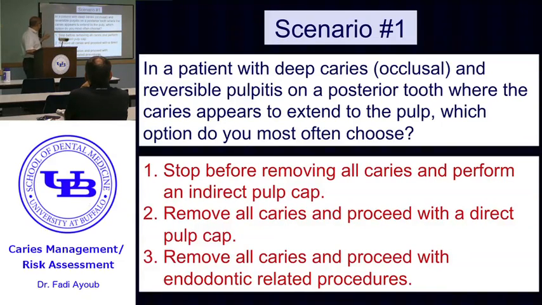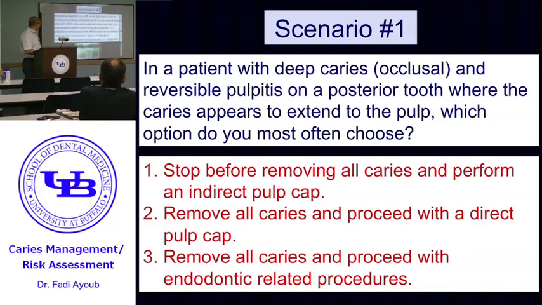Scenario one: you have a patient with deep caries occlusally and reversible pulpitis on a posterior tooth, where the caries appears to extend to the pulp. Which option do you most often choose? You have three options: stop before removing all the caries and do an indirect pulp cap; remove all the caries and do a direct pulp cap; or go all the way and do endo. Now, there's no x-ray with this, on purpose.